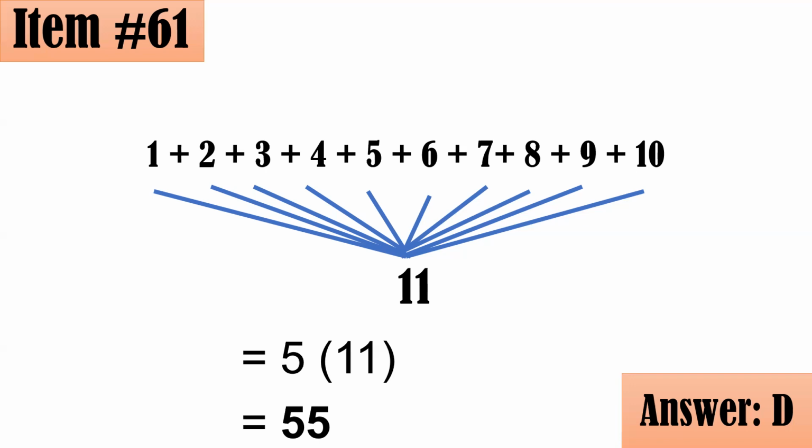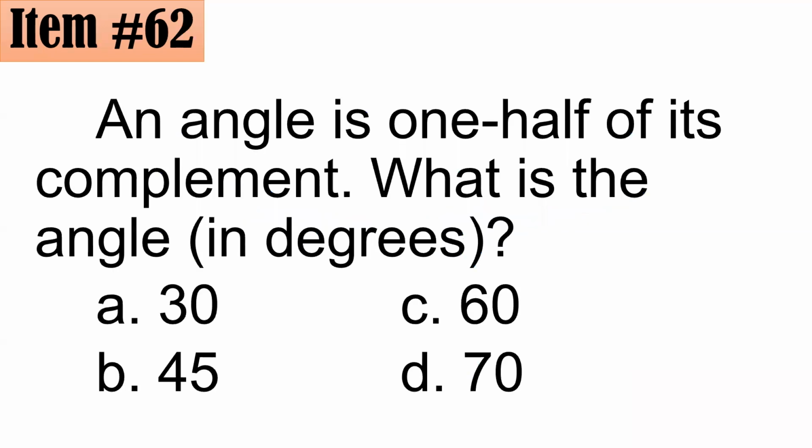62. An angle is 1/2 of its complement. What is the angle in degrees? Is it 30, 45, 60, or 70? Okay, so which one here? Many answered A. There were also a few who answered B, which is 45. Let's see which one is correct here.